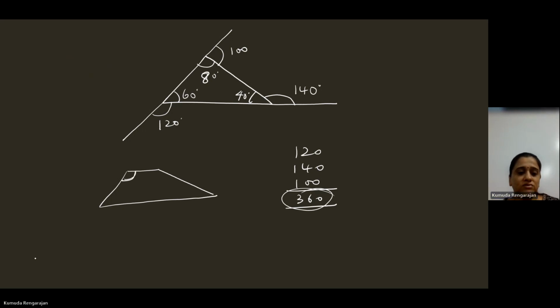Now, supposing this is obtuse, so I'll take 130. This also is obtuse, so let me say 140. This is acute and this is acute. The total should be how much? 360. So how much is this? 100, 200, 270. How much is remaining? 90 is remaining. I'll take 40 here and 50 here. I'm not adjusting anything. The total should be 360.